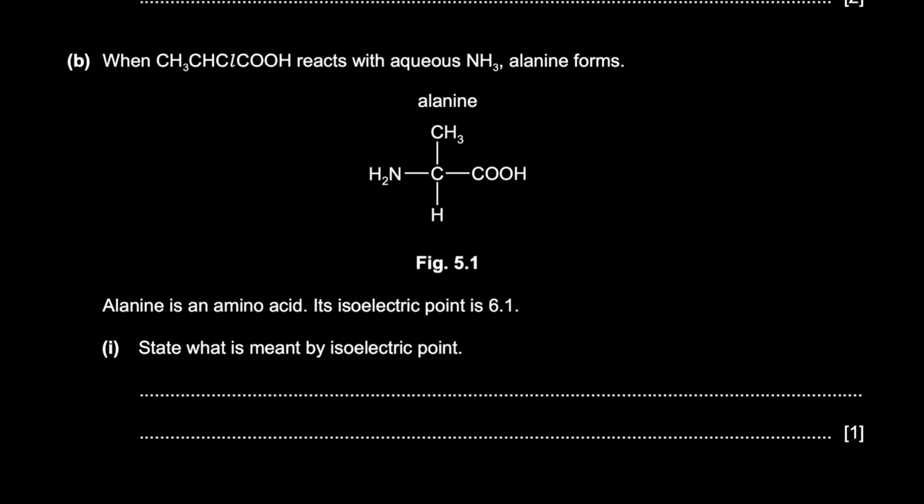Okay, the isoelectric point is the pH at which a molecule, in this case an amino acid, has no net charge, or we can say there's a pH at which the molecule is neutral. Okay.